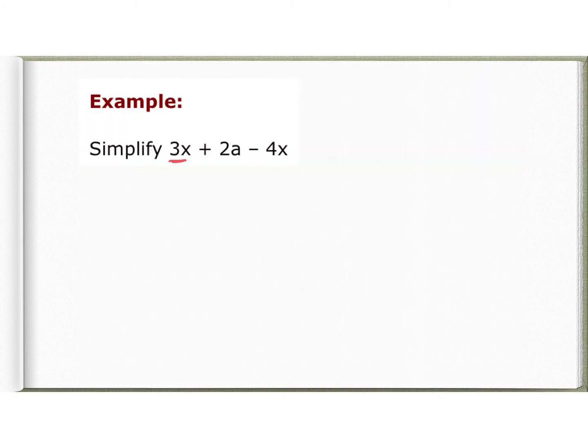Do I have any like terms with 3x? Yes. Negative 4x. So what's 3x minus 4x? Negative x. Awesome. 3 minus 4 is negative 1. And we know we don't have to write a 1 in front of our variable, because if I just had 1x, that's the same thing as just saying x. But we just don't put the 1.